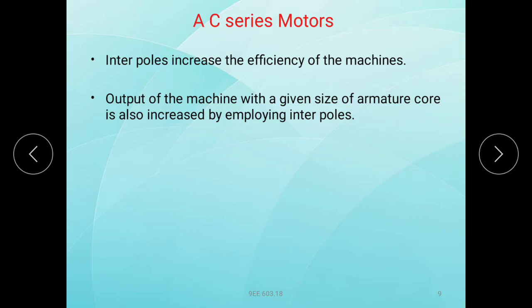Here these interpoles increase the efficiency of the machine. Also the output of the machine with a given size of armature core is increased. Why is the size of the armature core increasing? Because a number of interpoles are inserted in the armature core, so the size of the armature core increases.